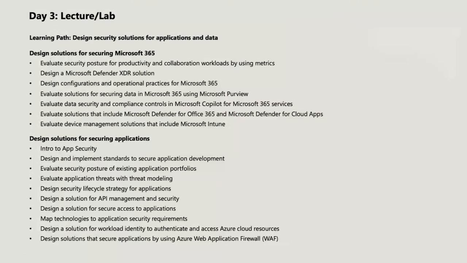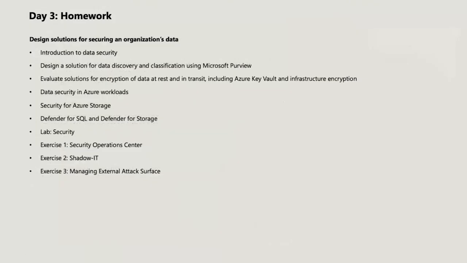What comes in threat modeling. We were also discussing how to design a solution for API management and security. Also, if you want to protect your applications, what we have in WAF, Web Application Firewall, that we can use in Application Gateway and also in the Front Door solution. So different topics we were discussing, and I recommended completing the homework activity as well.